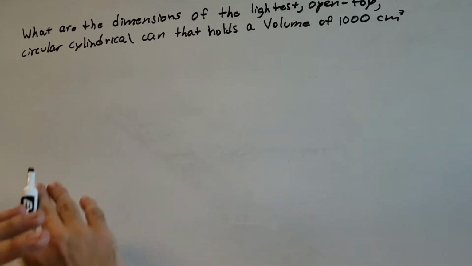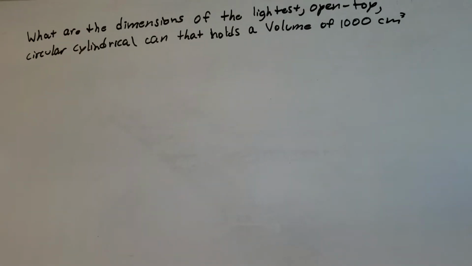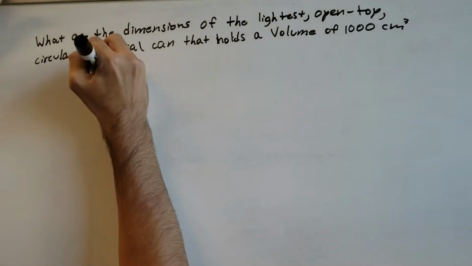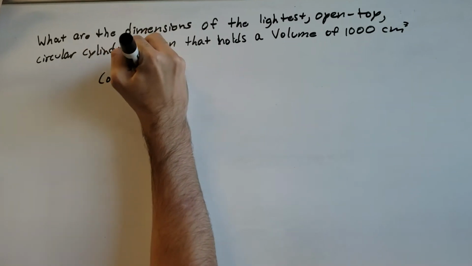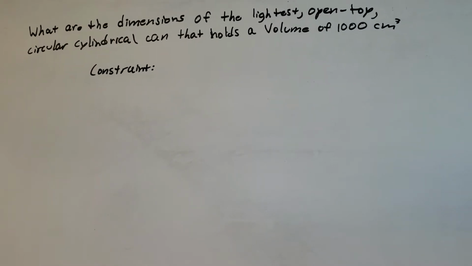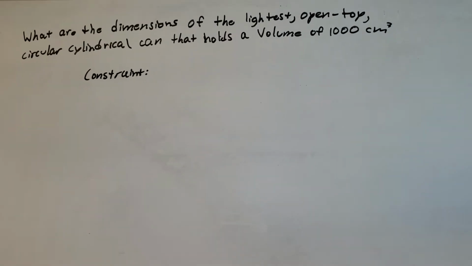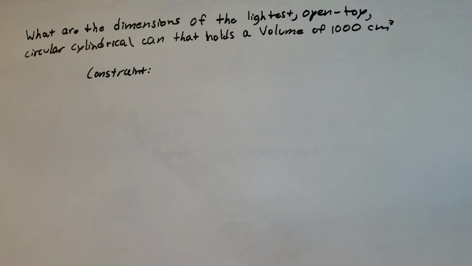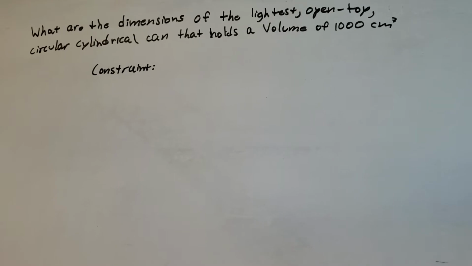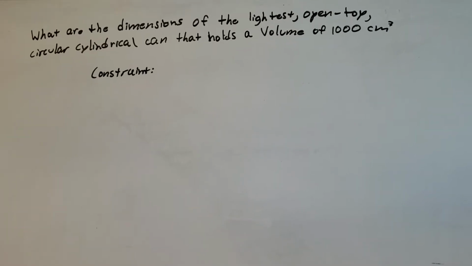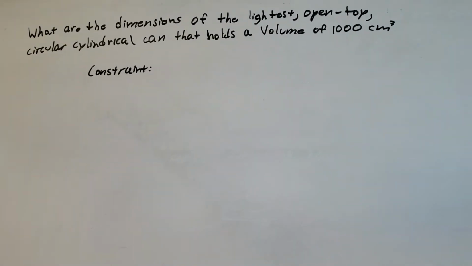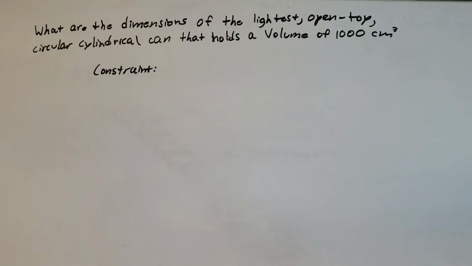Well, first of all, a lot of stuff is thrown onto us right now, but let's take it one step at a time. First of all, you have to identify what the constraint is. In this case, the constraint is telling us, you can do whatever you want. You can make the can as light as possible, but you have to make sure it meets this criteria. The criteria it has to meet is that its volume must be 1,000 cubic centimeters.